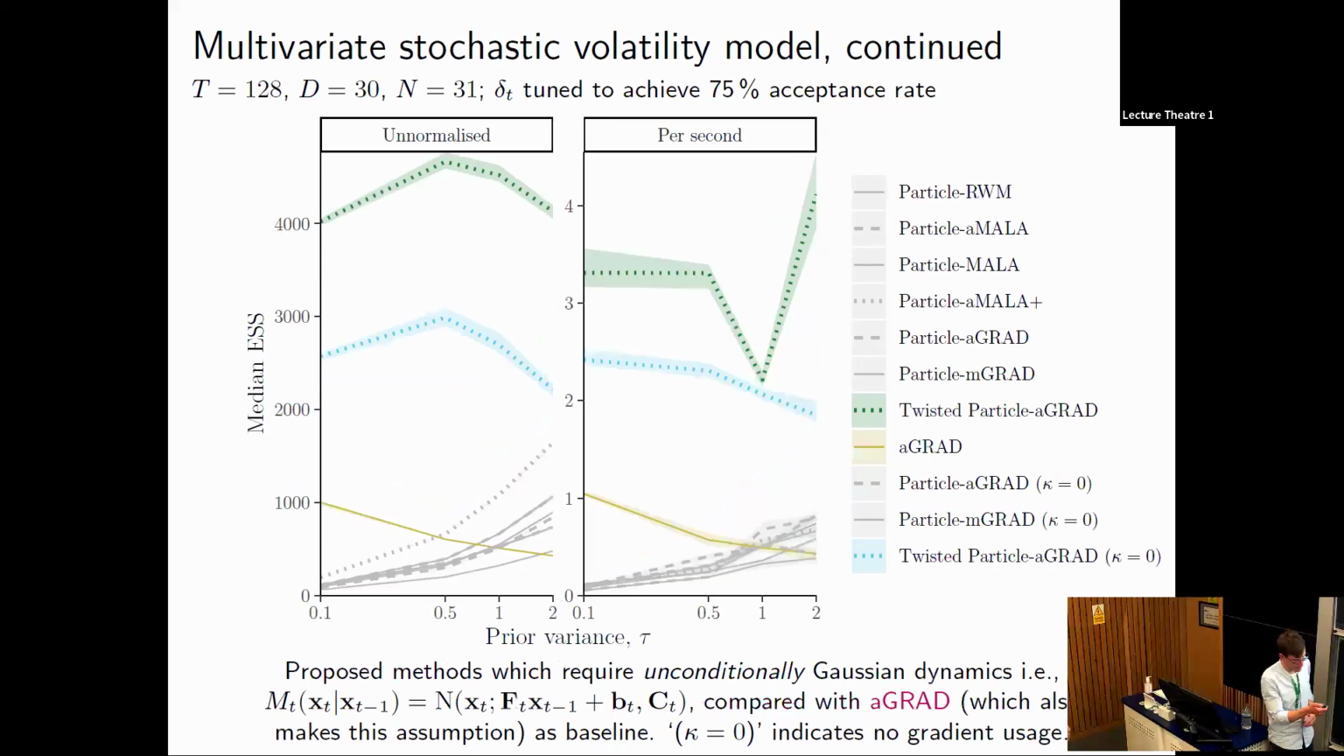And then finally, now I'm assuming linear Gaussian dynamics. Then we can implement these twisted algorithms in green here, and that seems to be working much better, even when accounting for computation time, than the existing aGRAD algorithm, which is down here. I should note there's a dip in the line, but there seems to have been some computational cost issue with the cluster, I think.